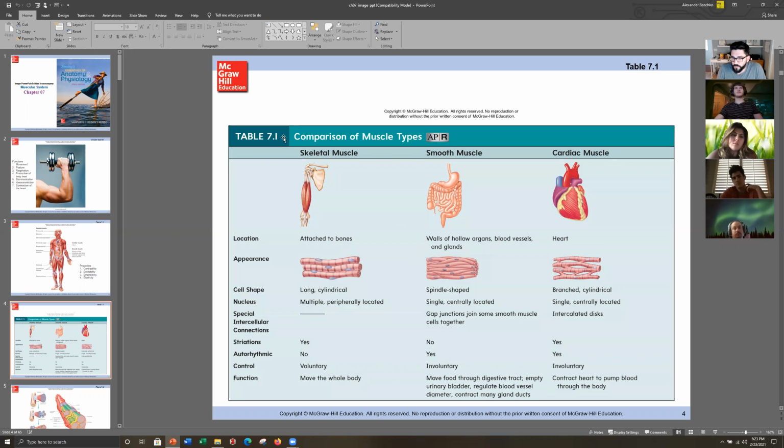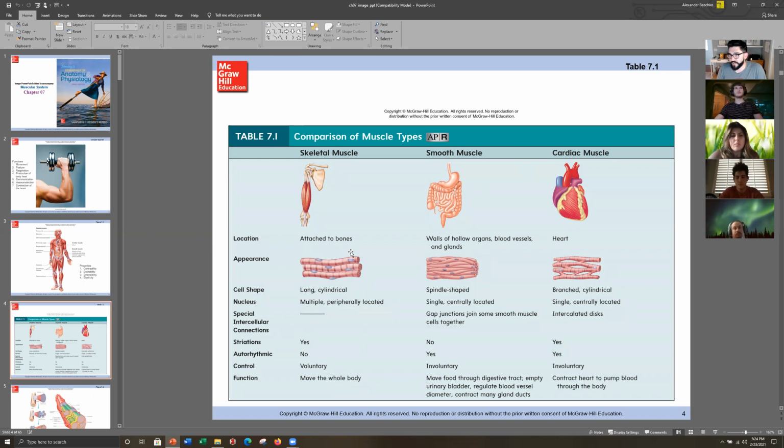So table 7.1 from your text breaks down each of our different categories of muscle. On the left-hand side, we have skeletal muscle. Where do you find it? Attached to bones, hence the skeletal muscle name. Appearance: long and cylindrical. They have tiny banding patterns called striations, which gives it a striated appearance.